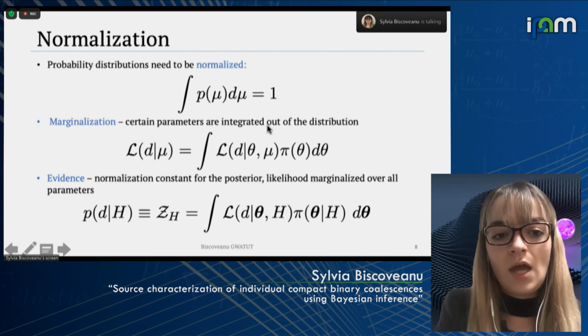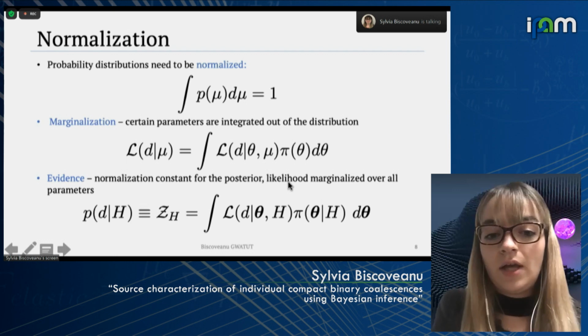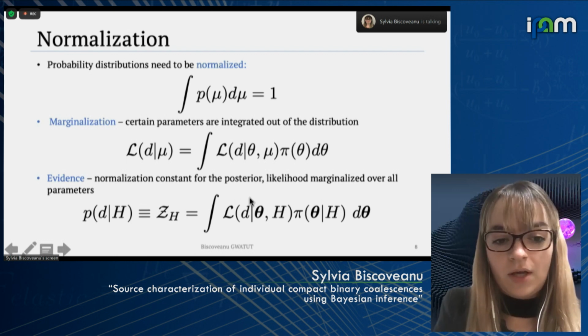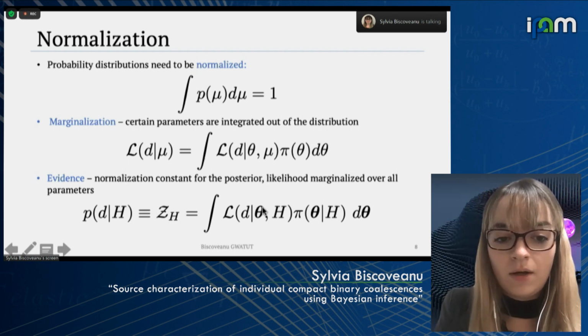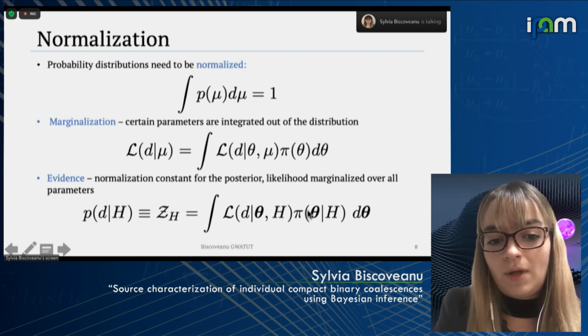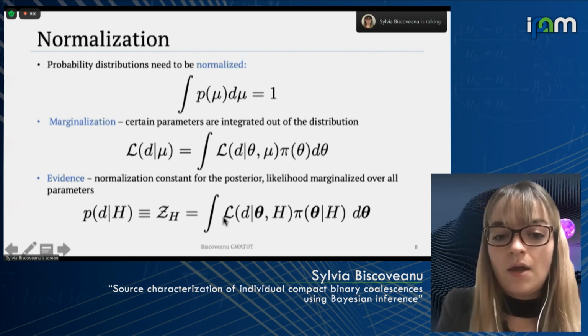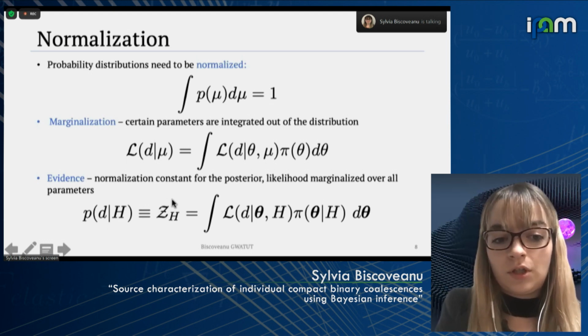and what we're left with is just the likelihood that depends on mu alone. And so I mentioned earlier that the normalization factor for the posterior is called the evidence, and this is just the likelihood marginalized over all the parameters. So again, if we have our likelihood, which depends on some vector of parameters, this time theta in bold, we can multiply that by our prior on those parameters, which is going to be multidimensional, and integrate out over all the parameters, and what we'll end up with is this probability of D given our model H, which I'll denote with this cursive Z throughout the rest of the talk.